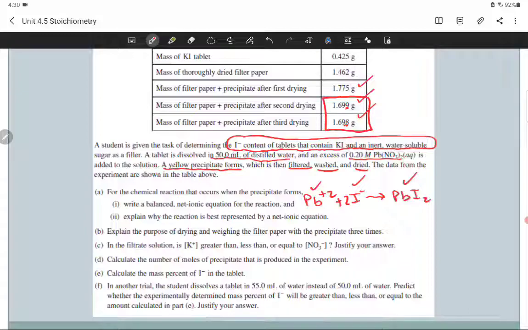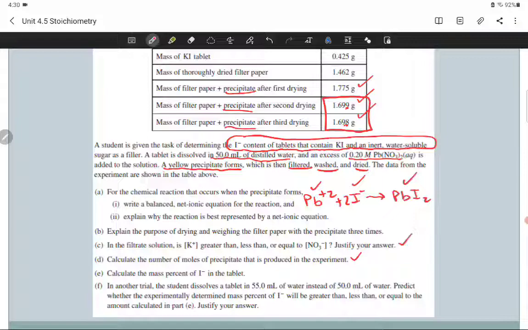Part C, in the filtrate, is K plus greater than, less than, or equal to nitrate? Justify your answer. I'm going to let you guys work on that one, and then we can look at the answers afterwards. Actually, I think we're going to do that with C, D, E, and F. So parts D and E are both calculation questions. Calculate the number of moles of precipitate that is produced.